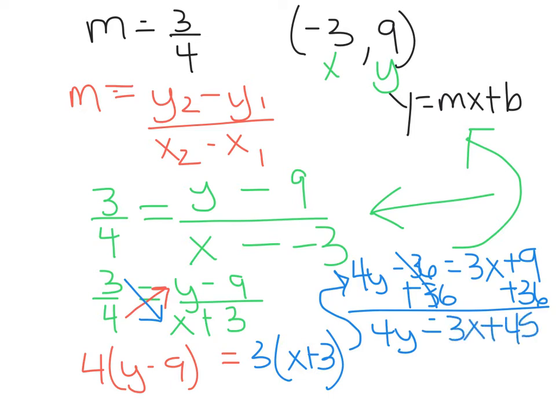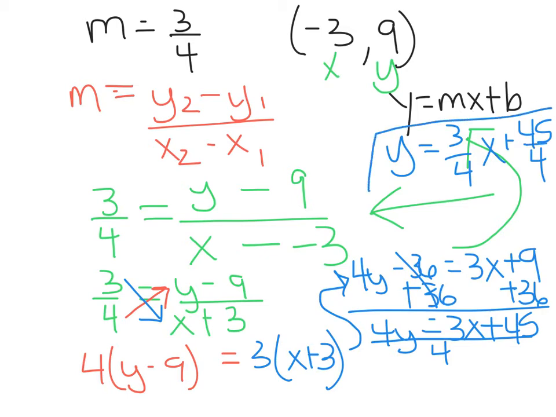And again, I'm getting closer to y equals mx plus b, but I still have 4y. So I have to divide the entire thing by 4. And then my final answer, I'm actually going to write it up here by the formula, is 4y divided by 4 is y. 3x divided by 4 is 3/4 x. And then 45 divided by 4 doesn't actually simplify, so we're just going to leave it as 45/4. And that's my answer.